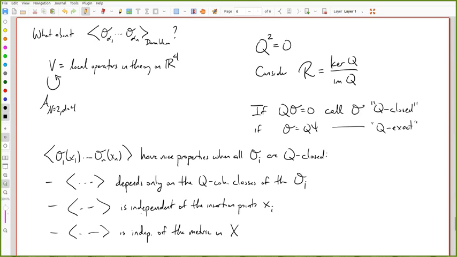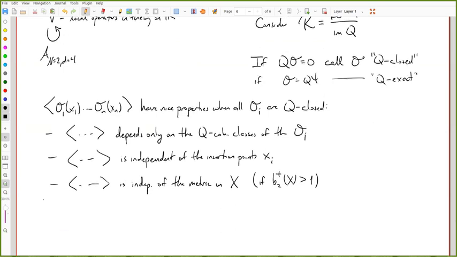On X. So sorry, up till now I talked about the theory on R4, but when we put the theory on a Riemannian manifold, we're going to consider similar kinds of correlation functions. And then this correlation function is actually going to be independent of the metric, modulo a technical thing. It's independent of the metric if b2 plus of X is big enough. And these properties, maybe all I'll say about them is that they follow from the equation that I wrote before.